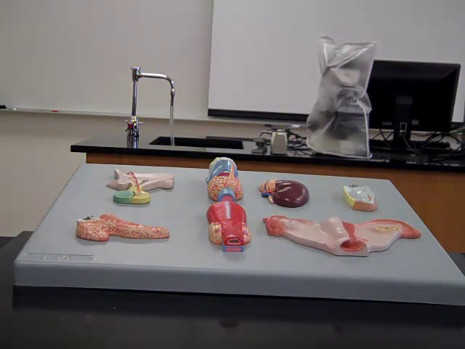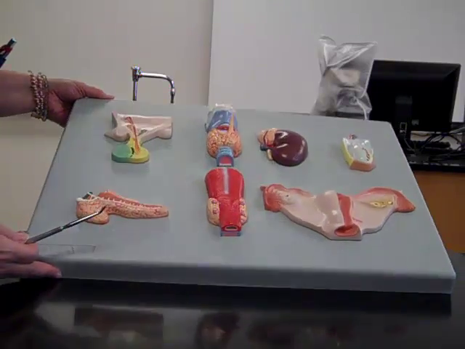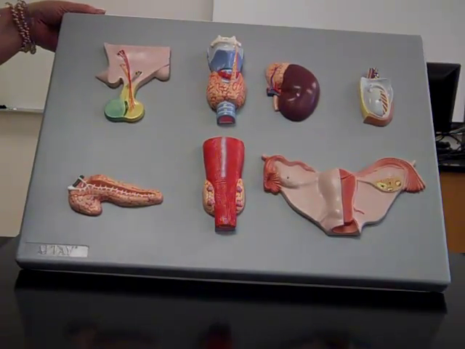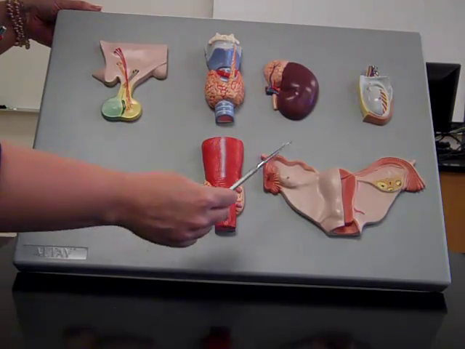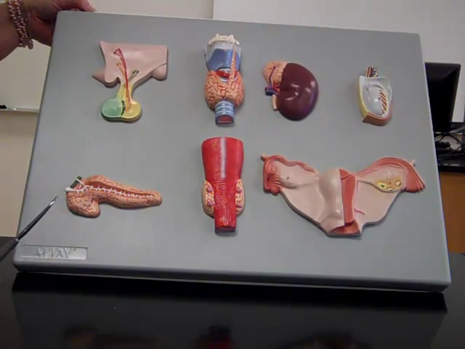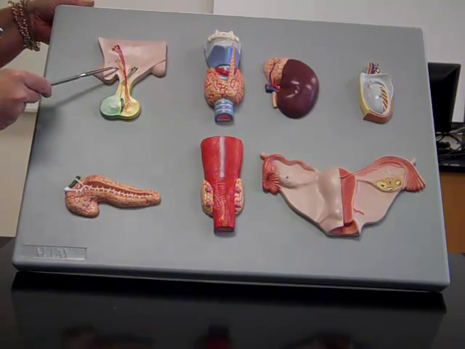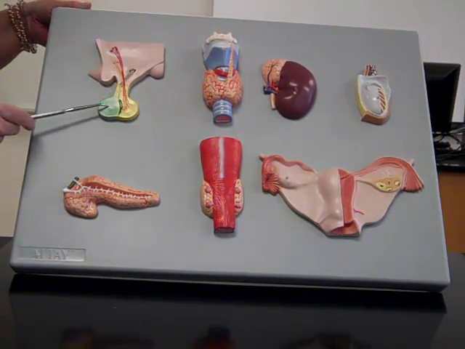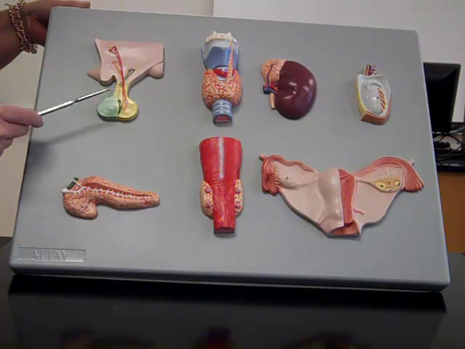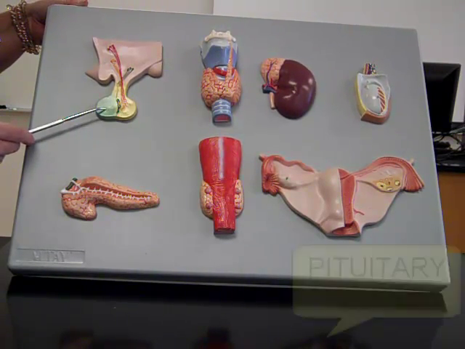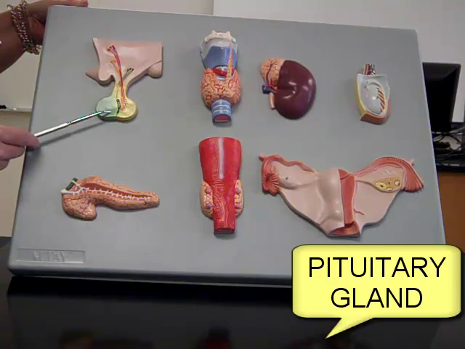We're going to review the models of the endocrine system for Biology 112. I want to make sure you're familiar with what these structures are on this particular model. What we see are individual endocrine glands that have been separated out on this model and represented. This is the base of the brain, the hypothalamus, and dangling from the hypothalamus is the anterior and posterior pituitary gland. This is the pituitary gland.